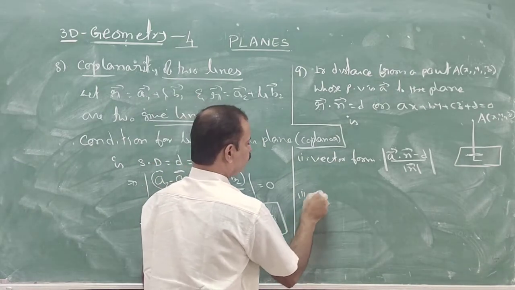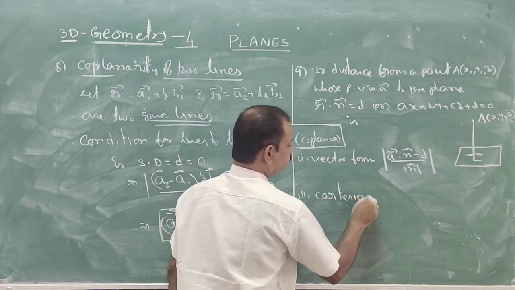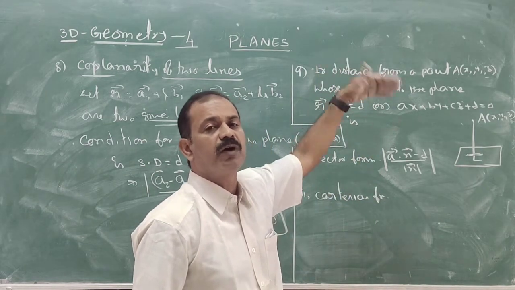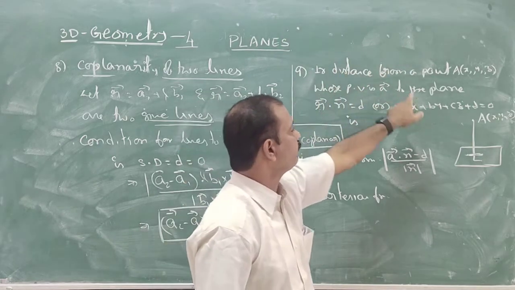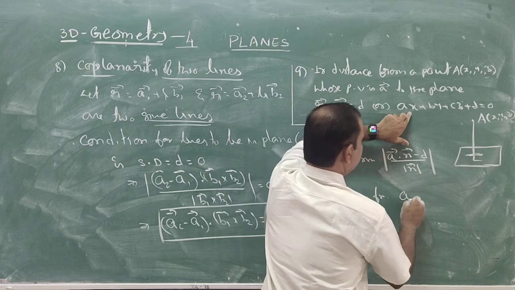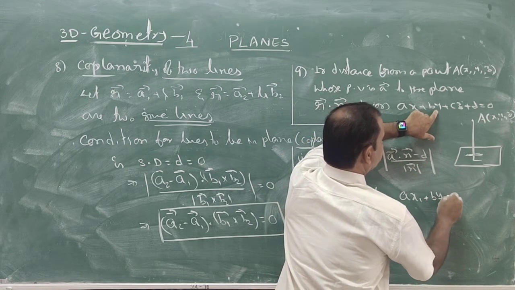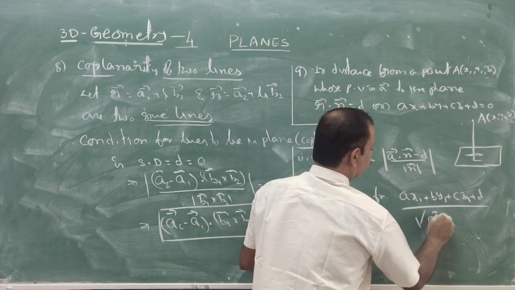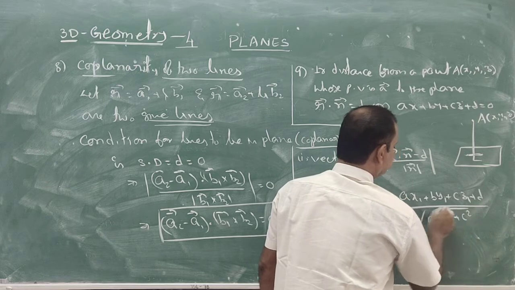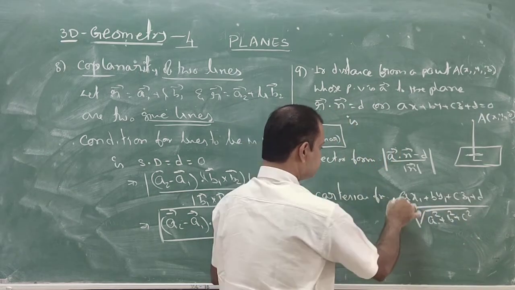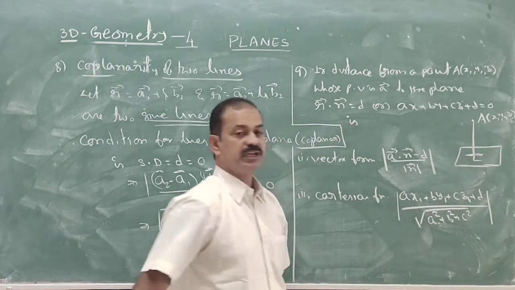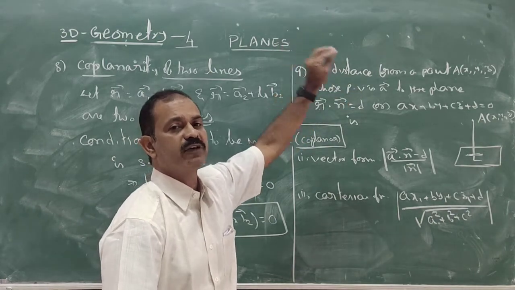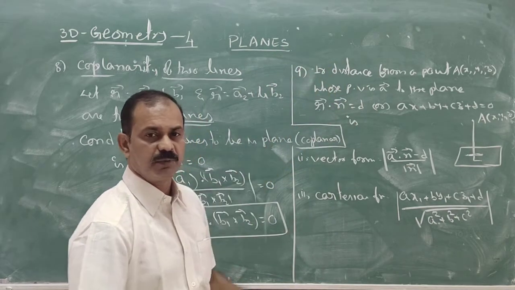In Cartesian form, what I have said, substitute x1, y1, z1 in place of xyz. That is |a x1 plus b y1 plus c z1 plus d| by under root of a square plus b square plus c square. Since it is distance, you put modulus. So that's all. Finding the perpendicular distance means just to substitute the values. That only you try to remember.